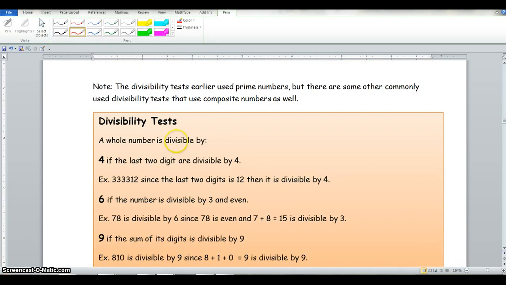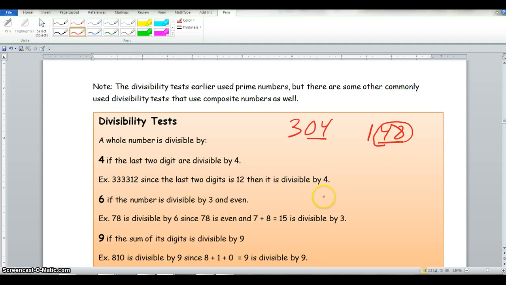There are some other divisibility tests, but these do not use prime numbers, like 4, 6, and 9. Now with 4, if the last 2 digits are divisible by 4, which means if they divide evenly into 4, like say we had 304, the last 2 digits are 0, 4. Doesn't 4 go into 4? The answer is yes. Or we have 148. We'd take 48. Does 4 go into 48? The answer is yes. So we could divide 4 into 148.